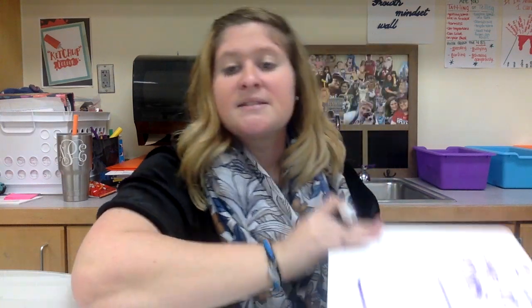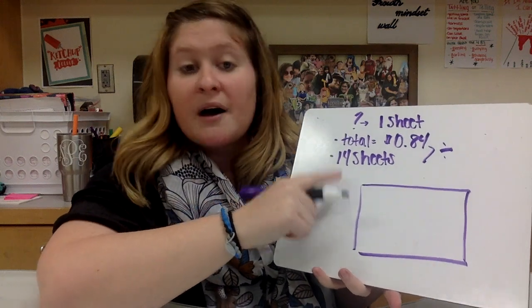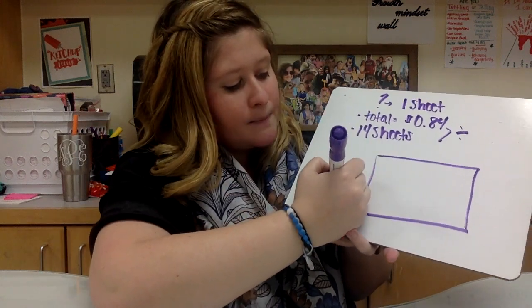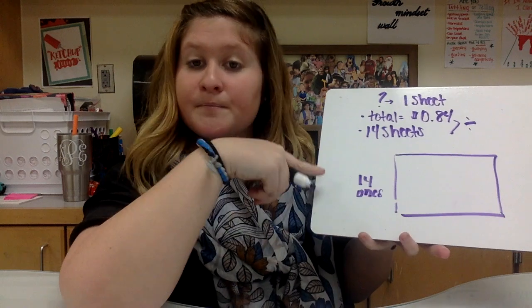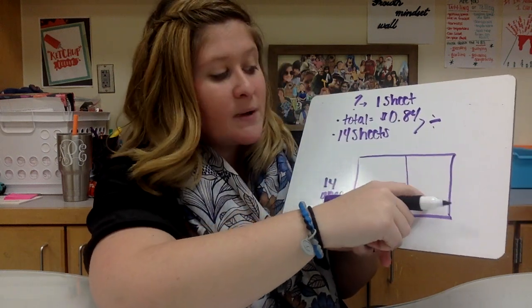So I'm drawing a box similar to what we would do for multiplying. 14 is what I need groups of. So I'm going to write 14 ones off to the side. Okay. I'm going to split my box. So this would be my whole numbers. This would be my decimals.